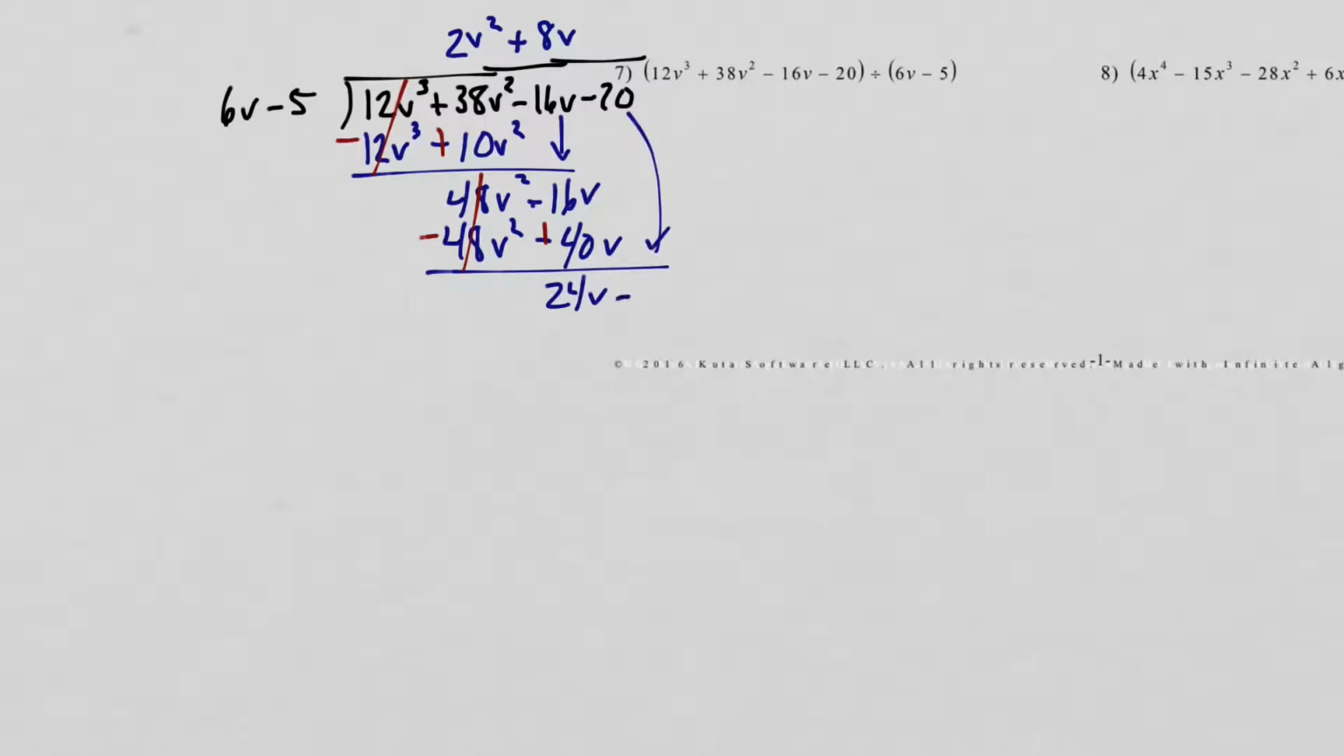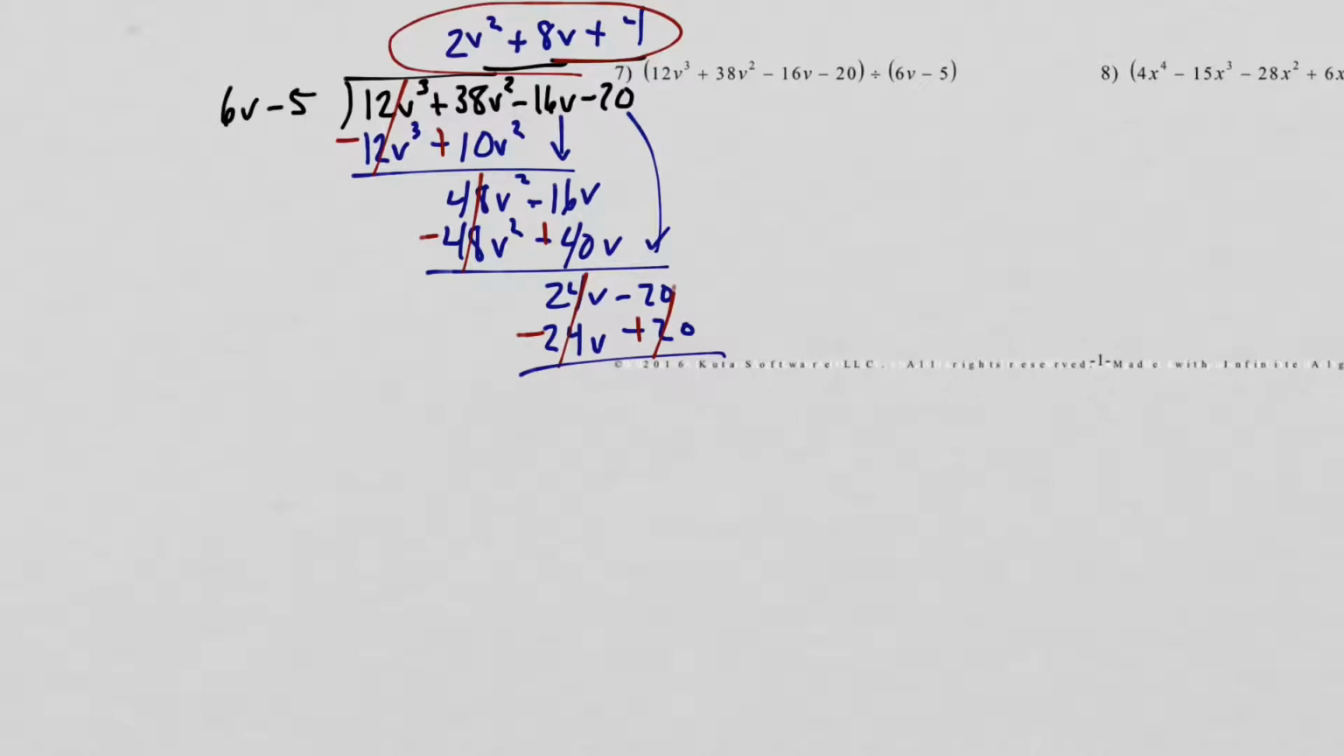Bring down our 20 and the negative sign. So now we need something times 6v that's going to equal 24, and in this case that's going to be a positive 4. 4 times 6 is 24v. 4 times negative 5 is negative 20. We again change our signs. 24's cross out, as well as the 20's cross out. So the final answer here is 2v squared plus 8v plus 4. So again, that would be the answer to the division problem.